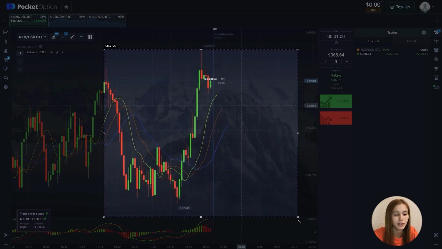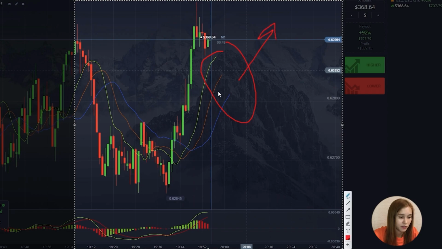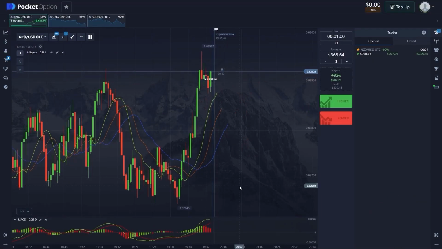As we see on the alligator, its lines are directed upwards. So there is a green line at the top. That is the lip of the alligator. This indicates that the chart will go up. We see on the MACD also what the main line is above the signal line and the lines are directed upwards. This also indicates that the chart will go up. That's it. And let's wait for the deal to close.